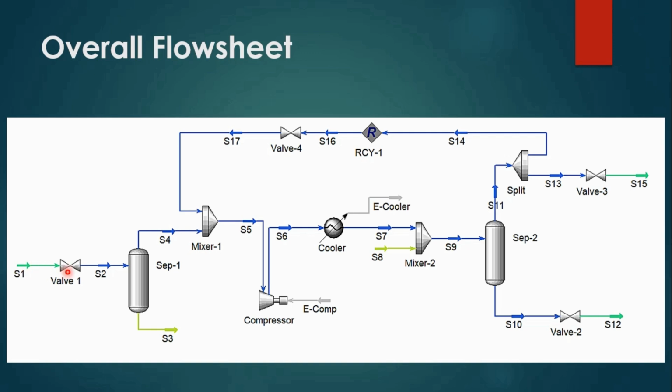So first the feed stream, the pressure of the feed stream is let down using the valve, then it is sent to the separator. After the separator, it is compressed to high pressure and obviously high temperature. Then it is cooled using a cooler, mixed with a stream which is S8. Then it is sent to the separator where both the liquid and gases or vapors are separated. The vapor is partially recycled to the system. So this is just a simplified description of the process.